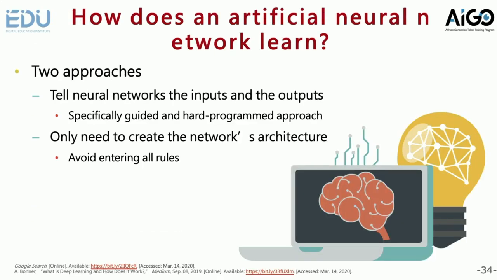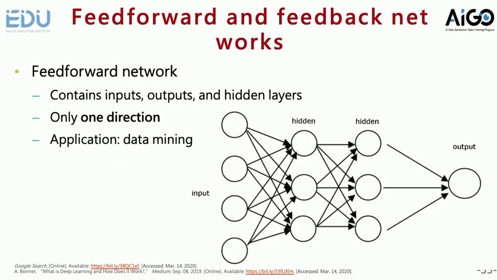And how does an artificial neural network learn? There are two approaches. The first one is to tell the neural network the input and the output, specially guided, as opposed to the hard program approach, and we only need to create the network architecture to avoid entering all the rules. To say it in short, we can use parameter learning and architecture adjustment for the learning capability of a neural network.